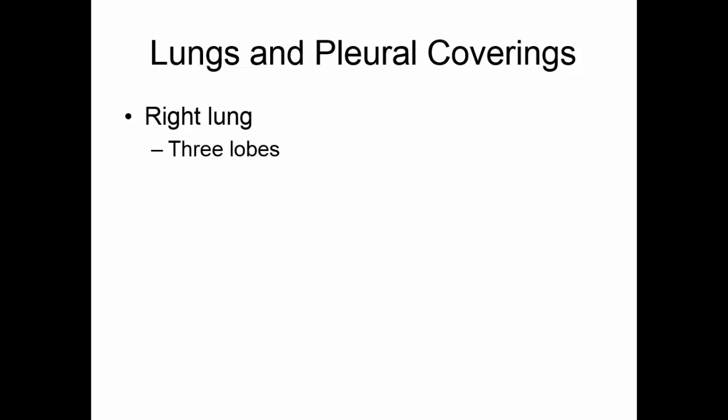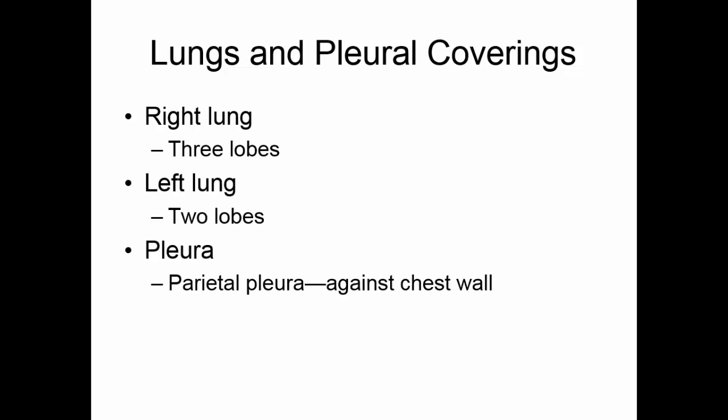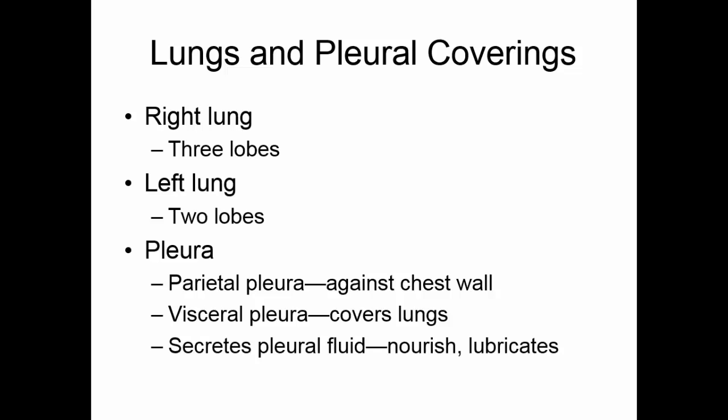The right lung has 3 lobes and the left lung has only 2 lobes. Remember, the heart is more on the left side of the body, and that takes up a little bit of the space in the pleural cavity. The pleura is the serous membrane, which is going to line the chest cavity and then fold back and cover the lungs. So the parietal pleura will be up against the chest wall. It will fold back over to cover the lungs, and that will be the visceral pleura. In the little bit of space in between those two, we will have pleural fluid. Pleural fluid will nourish the pleura as well as lubricate it. So as the lungs expand, they can move freely against the inside of the chest wall.